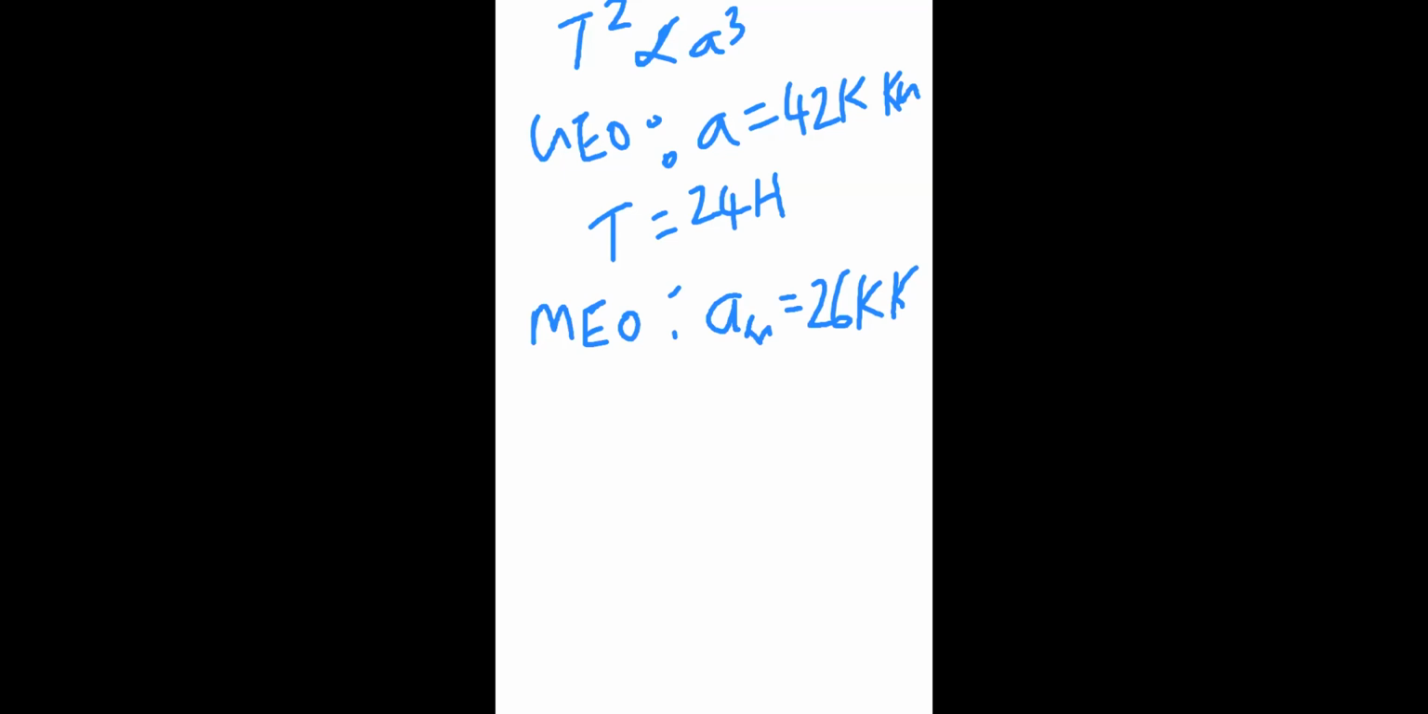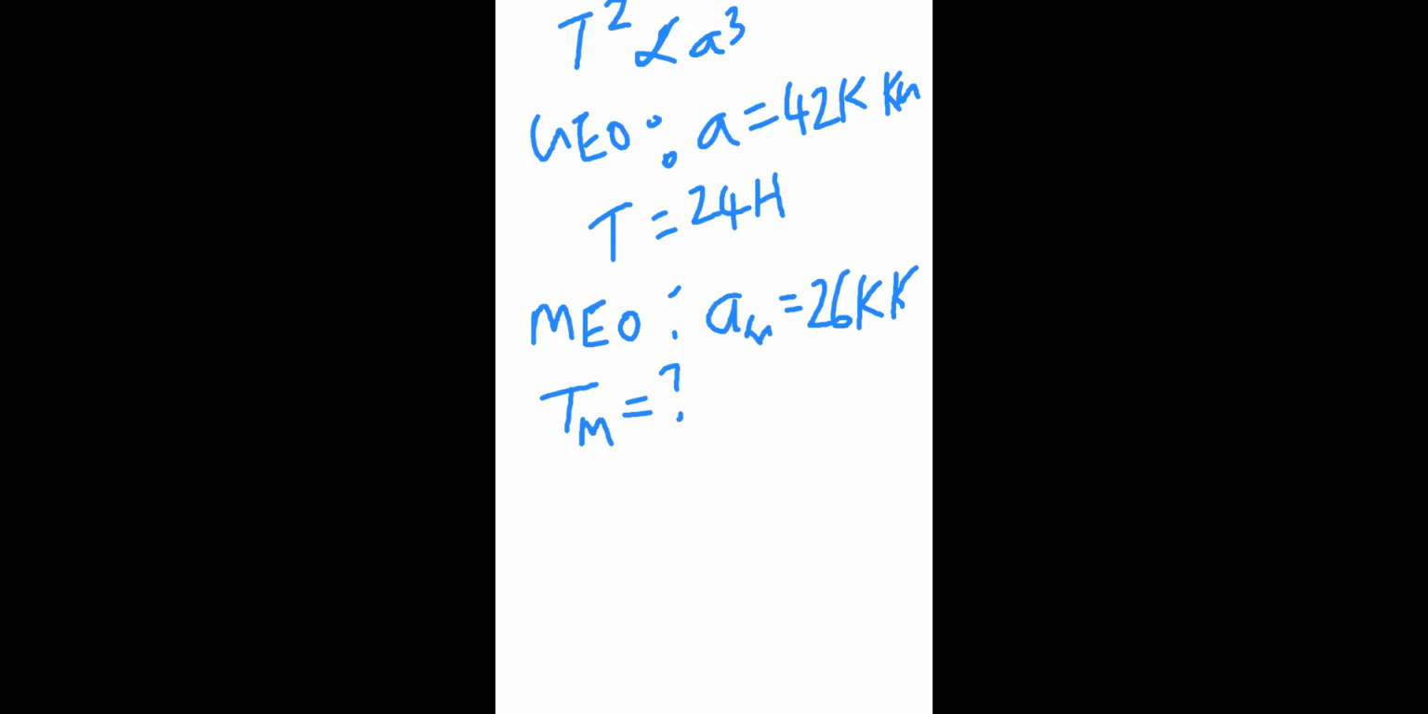Now, what will be the orbital time for medium Earth orbit? Can anybody tell quickly what is the answer? Definitely, it will be lesser than 24 hours, because as the orbital radius decreases, that time will decrease. So, any quick answer?